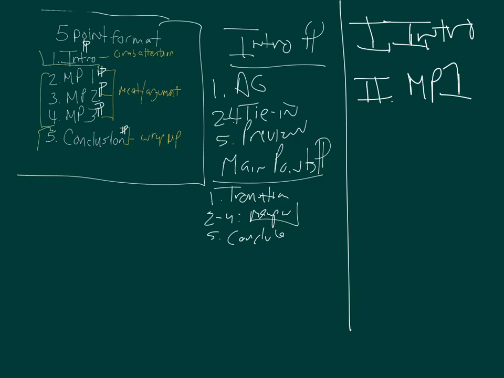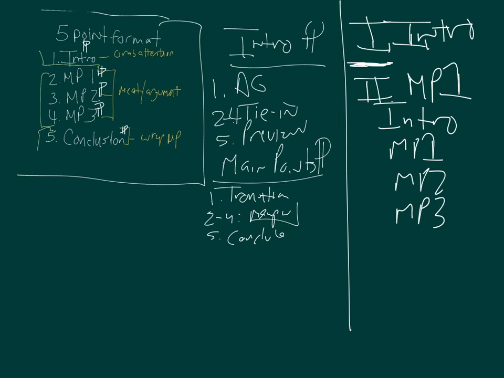Then you can section off your paper so that you have subsections, where you have a subtitle. You can title it "main point 1" or whatever, and within that you can have an intro to your main point one, main point two within main point one, main point three within main point one, and then conclude.